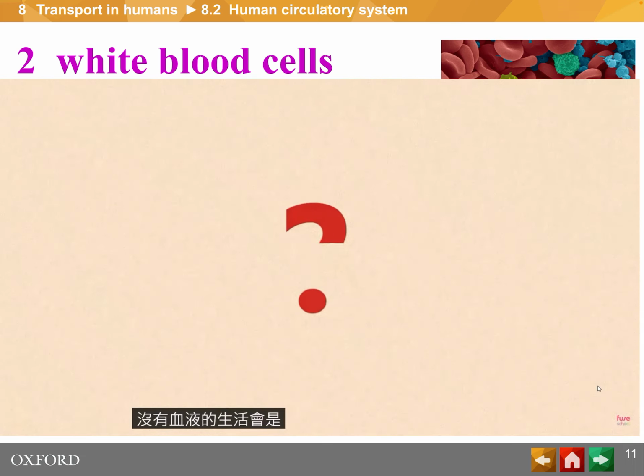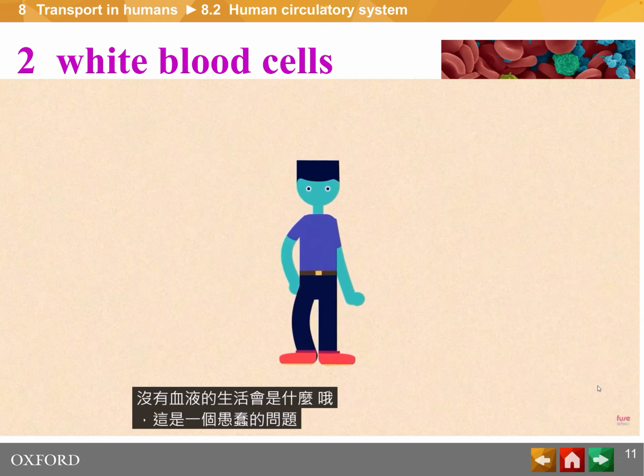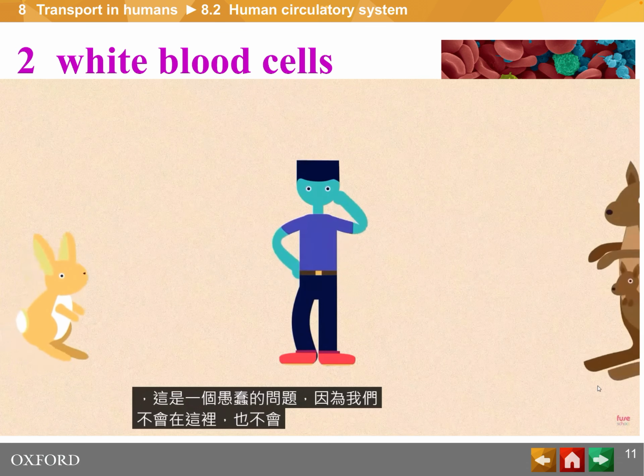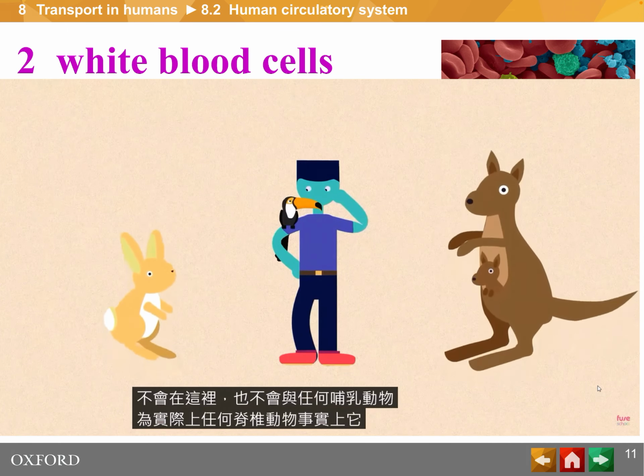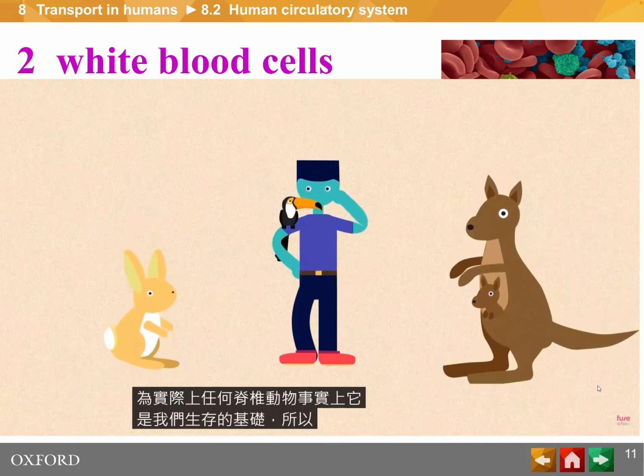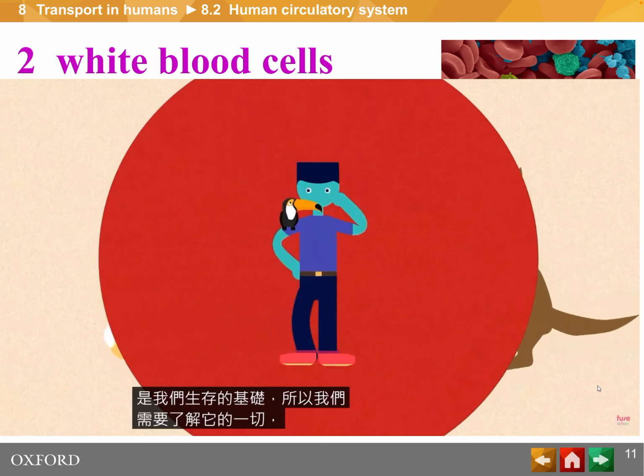What would life be without blood? Well, that's a silly question because we wouldn't be here. Nor would any mammals, or actually, any vertebrates in fact. It is fundamental to our survival, and so we need to know all about it.